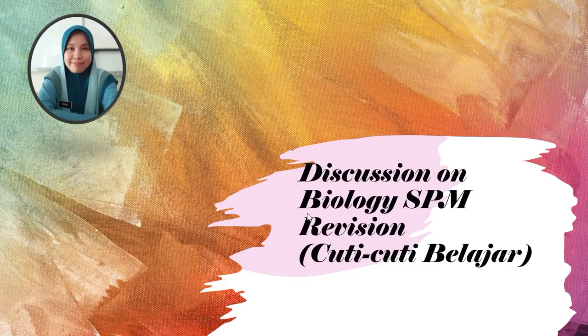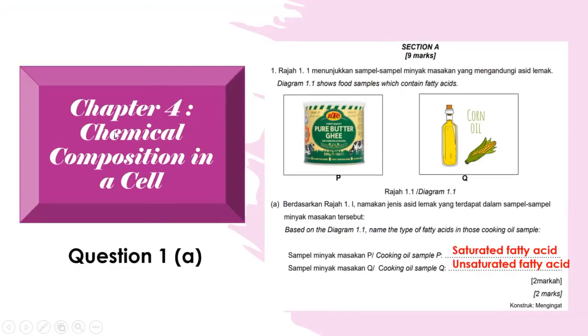All right, so we are going to continue our discussion on biology SPM revision on your cuti belajar handout. So please open your handout and go to chapter 4. Okay, so for today we are going to discuss chapter 4, chemical composition in a cell. Right, so let's go to question 1A.